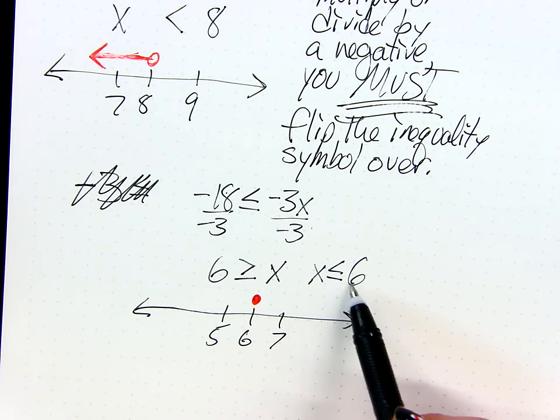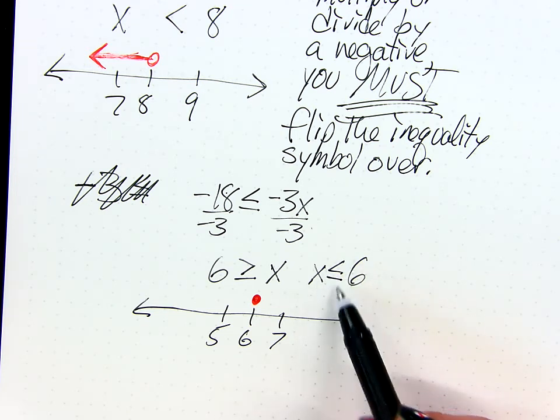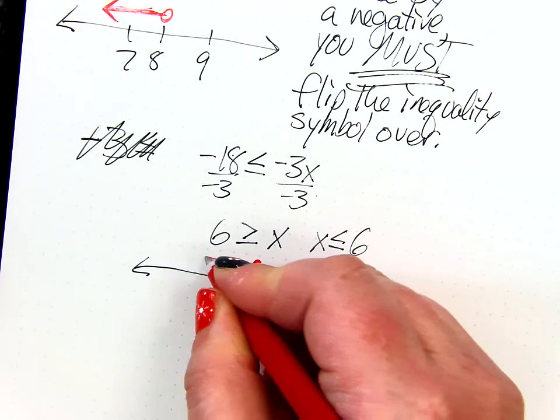I want the numbers less than or equal to 6. So that happens to the left, right? And the arrow is going to tell me which way to go as long as I have the variable first. So I should be shading this way.